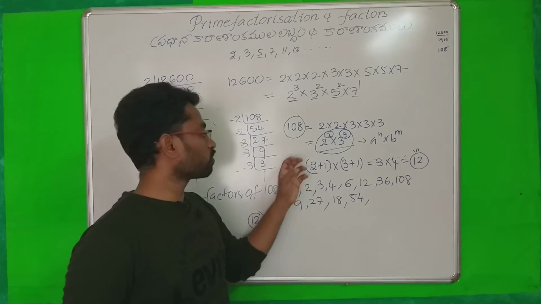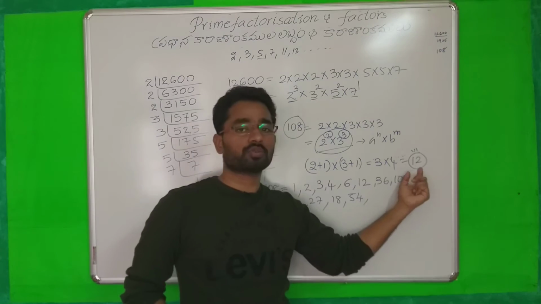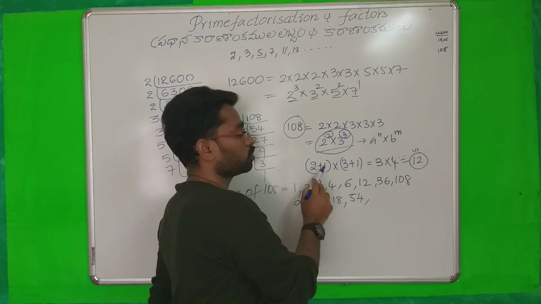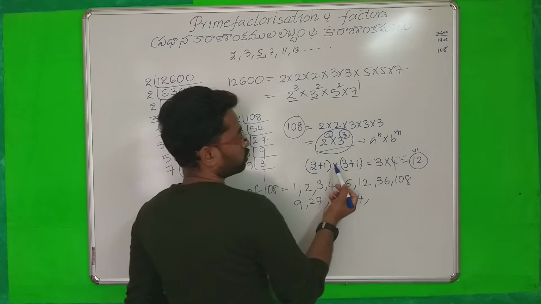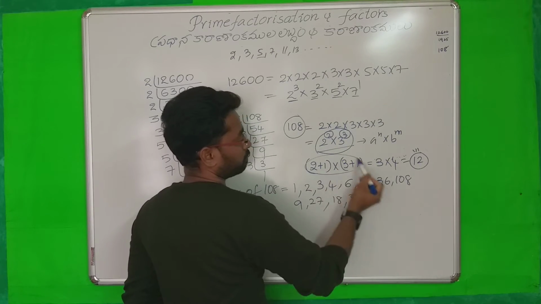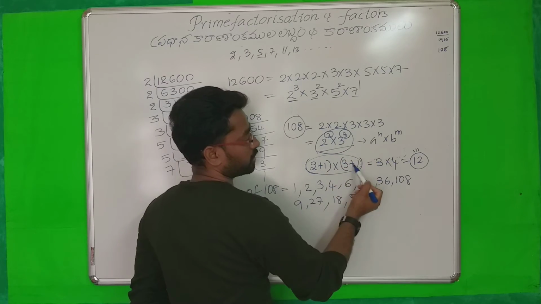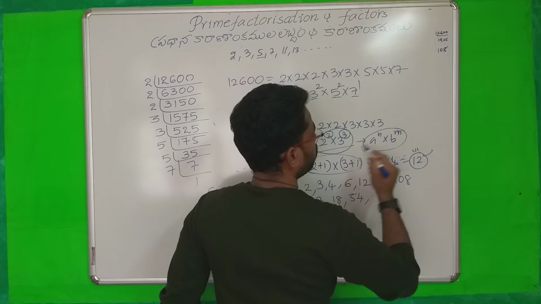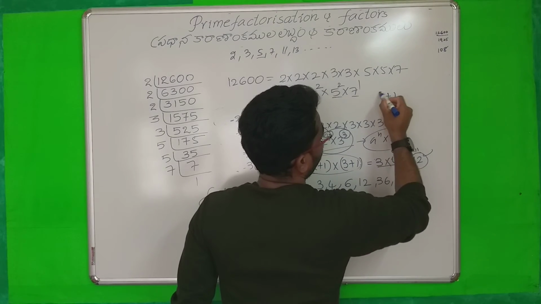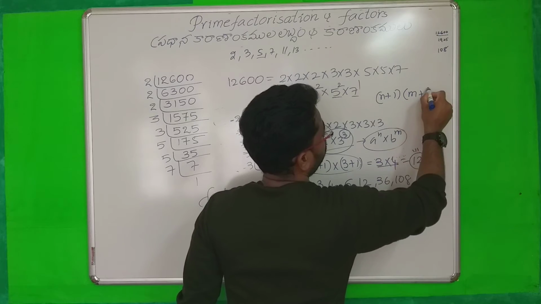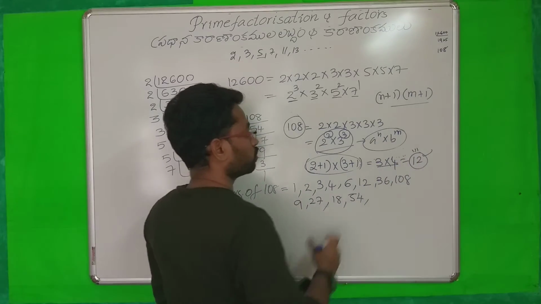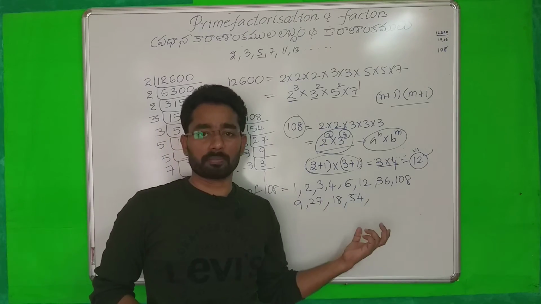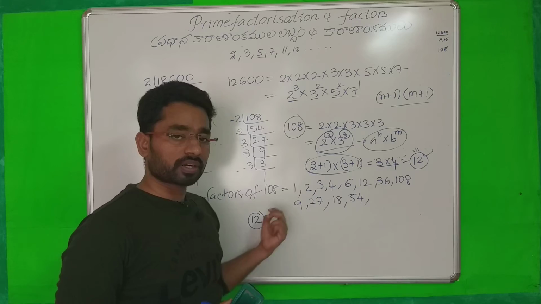You can check the count without writing the factors. I said 12, how did I say it? Just this process: for the exponents you add 1, and multiply them. 2 plus 1 into 3 plus 1, so 3 fours are 12. If you take it in this form, you can write it as n plus 1 into m plus 1. This is like a formula. This is the number of factors of a number.